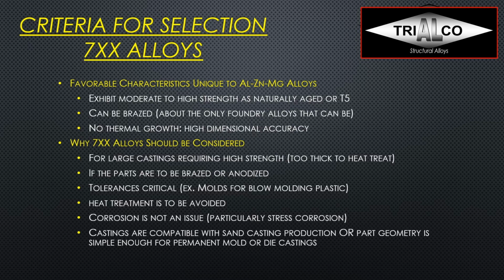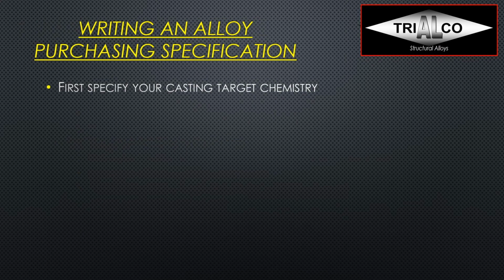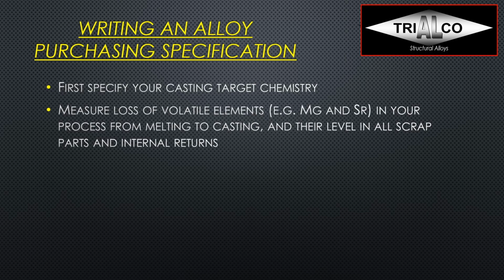So if you have to write an alloy purchasing specification, first of all, you want to specify your casting target chemistry. And I'm saying casting target chemistry, so that can be different from your ingot chemistry. You need to measure the loss of all the volatile elements on the way, especially magnesium and strontium, things like that, that you will lose when you're melting the ingots, and when you're adding scrap parts or internal returns. You have to calculate, what am I losing in terms of volatile elements?